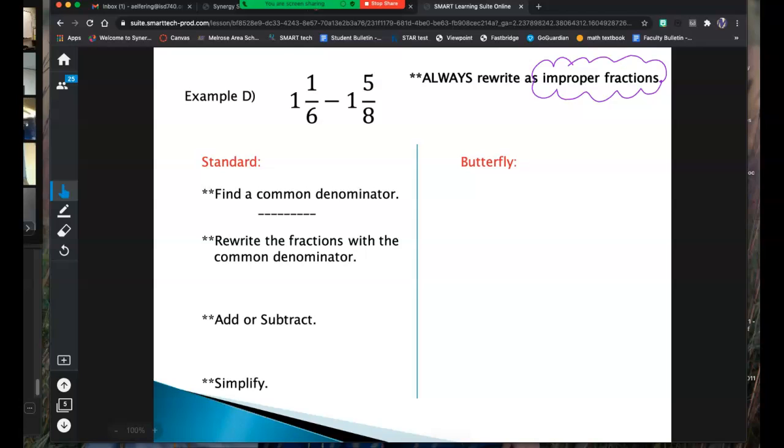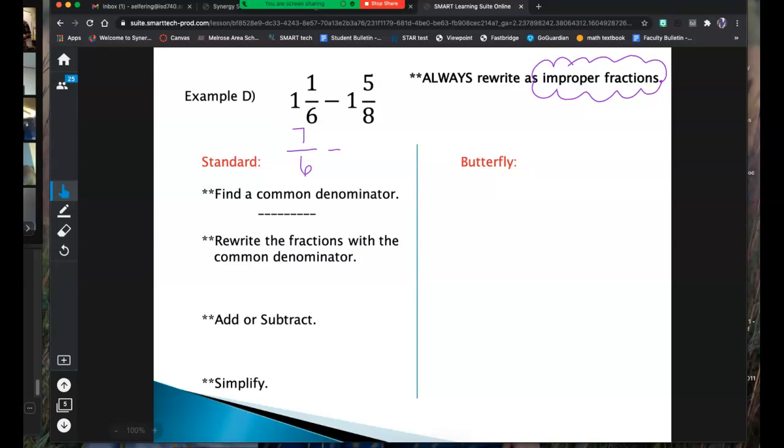So 1 1/6 as an improper fraction is 7 over 6. And then we have a minus sign. What's 1 5/8 as an improper fraction? Go ahead and type that in the chat. So nice job. Most of you are saying 13 over 8.